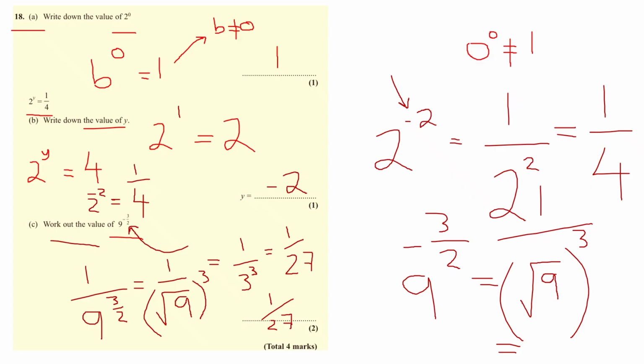So that's looking at powers of 0, negative, and fractional powers. So part A and B is higher and foundation, and part C is explicitly higher tier only. So fractional indices is higher tier only, and of course fractional negative indices is also higher tier only.